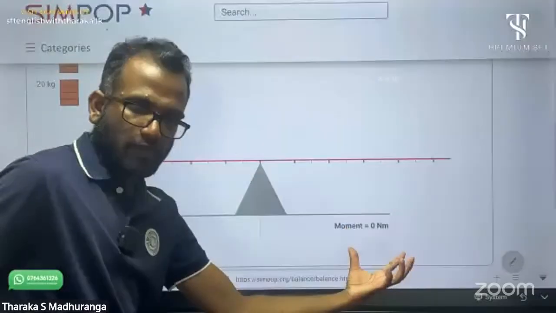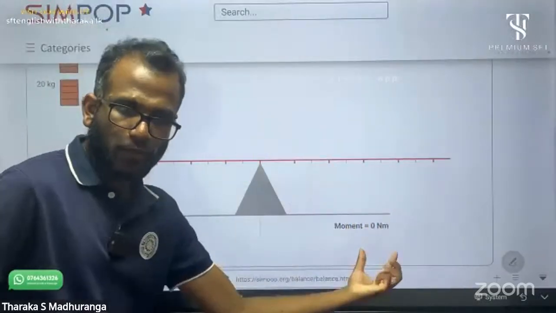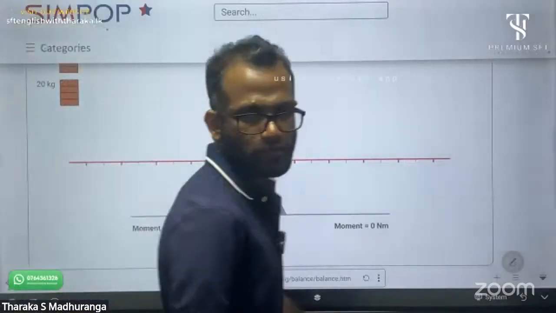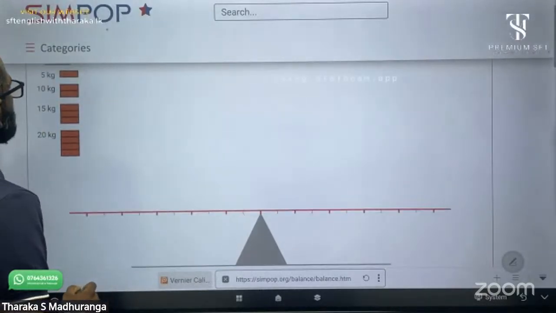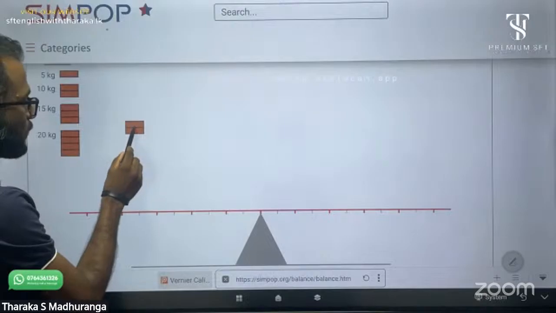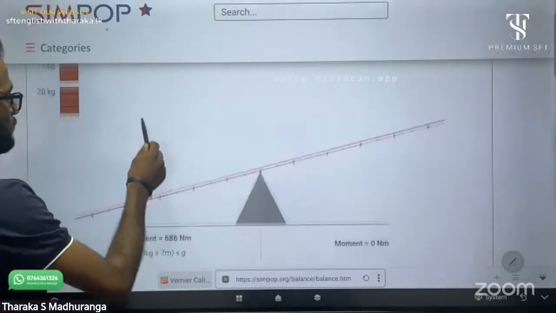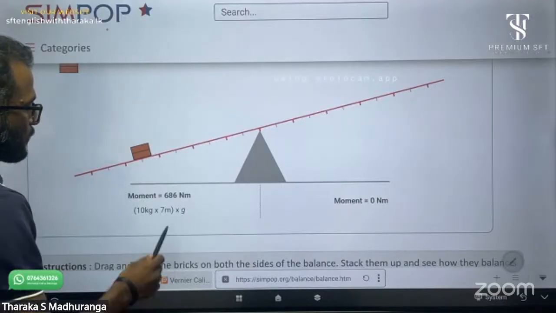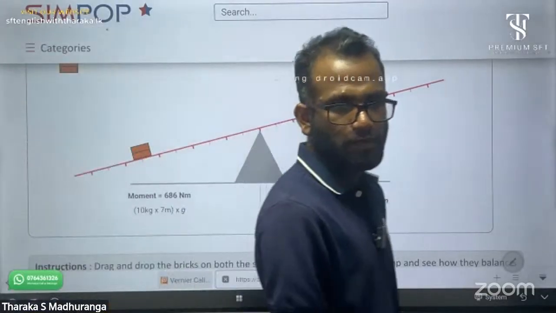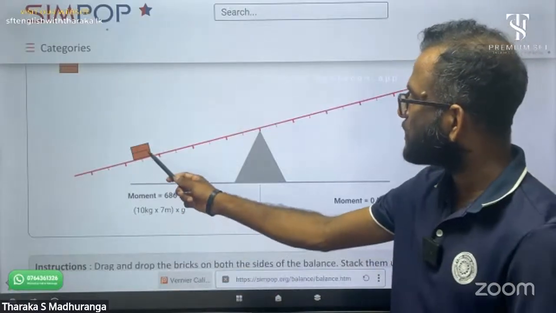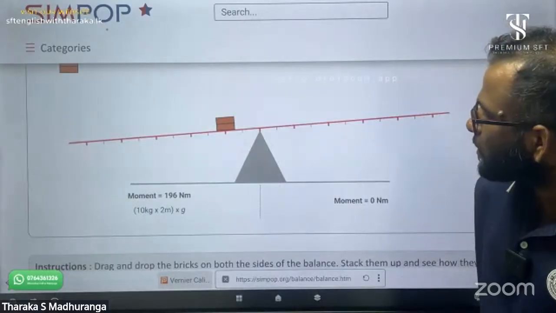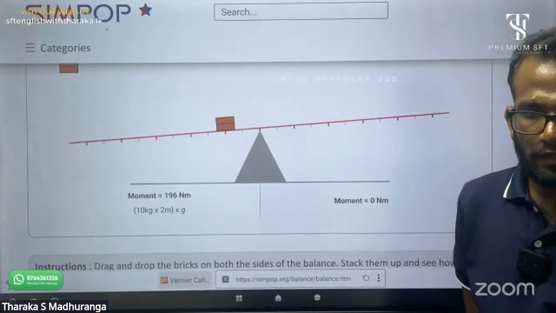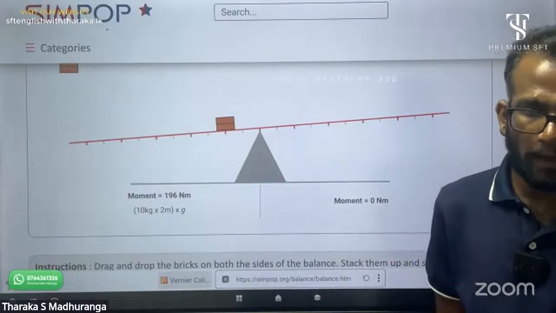Now, initially, the clockwise moment was 0 and the anti-clockwise moment was also 0. Okay, now I am going to select the 10 kilogram mass on the left side, at 7 meter length. Let's start from here. Think of it as 2 centimeter. Then the moment of force is 196 on the left side. The ruler is unbalanced now.